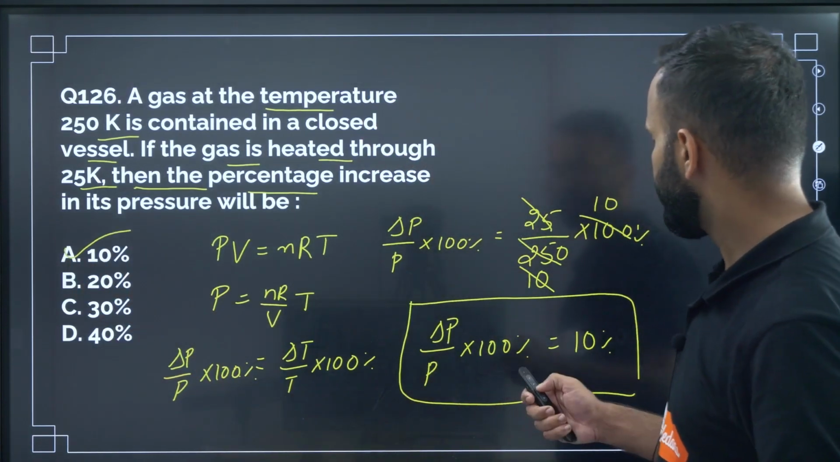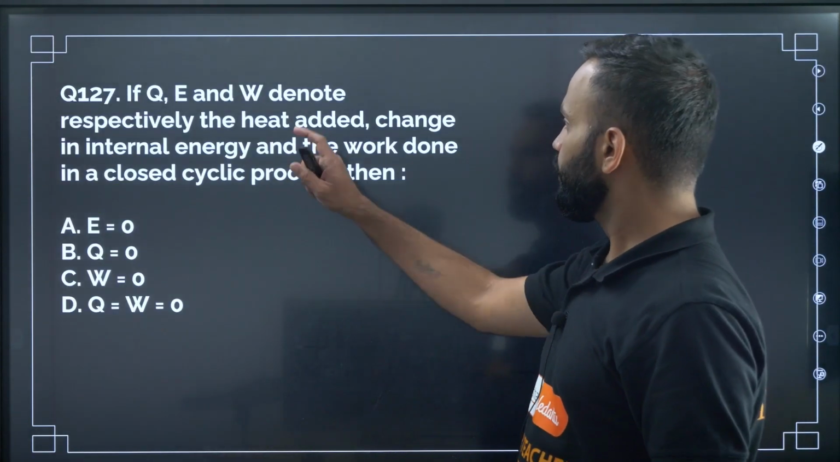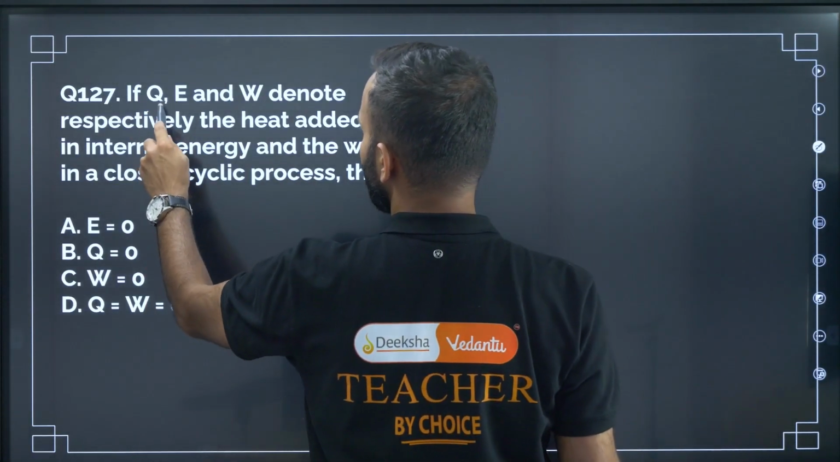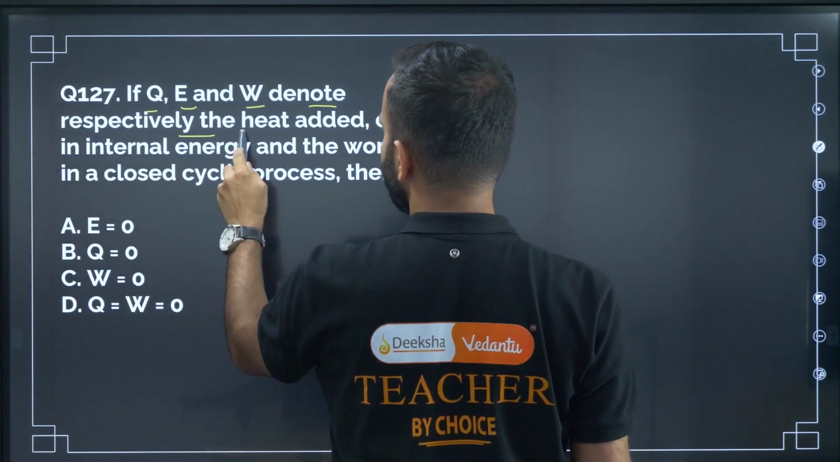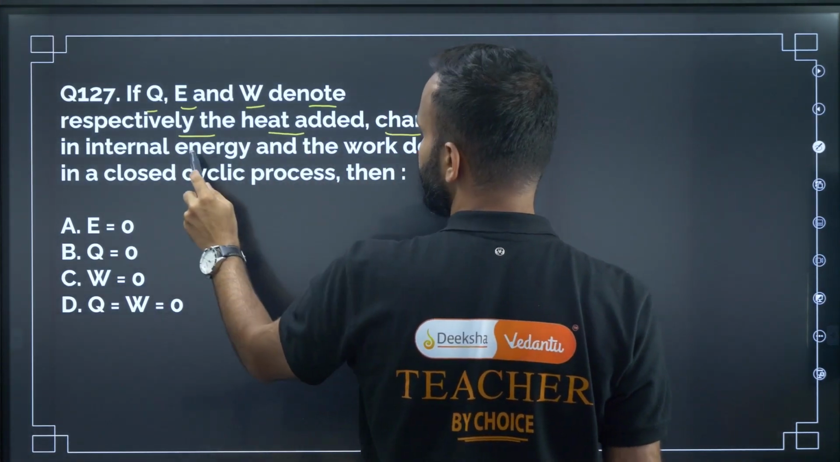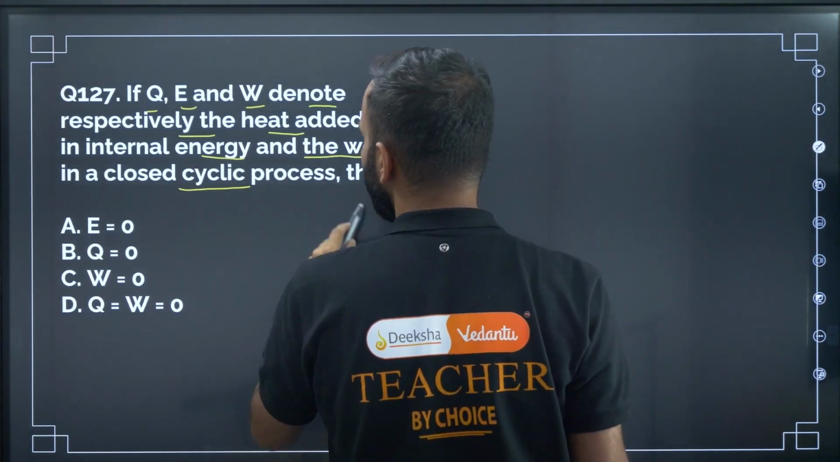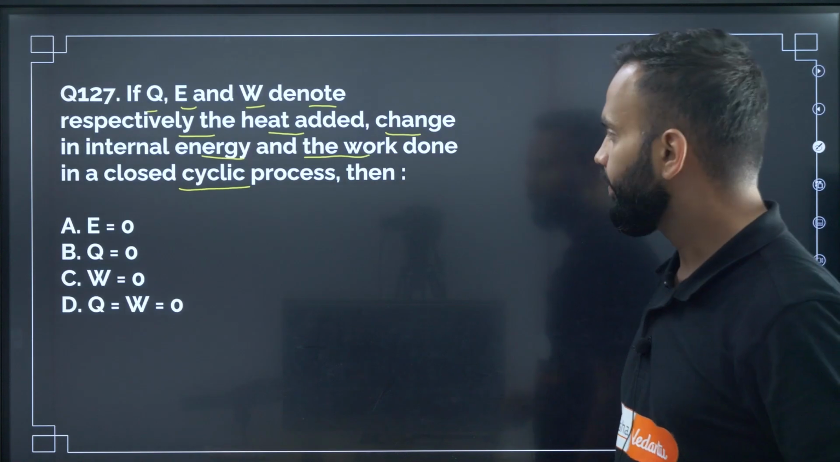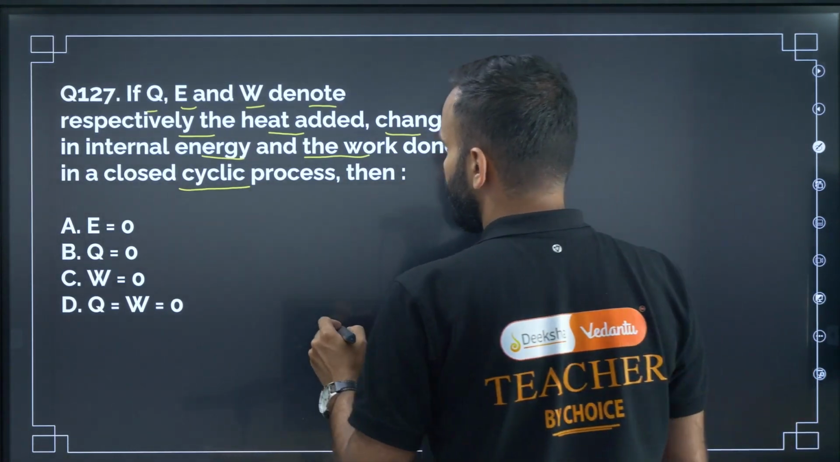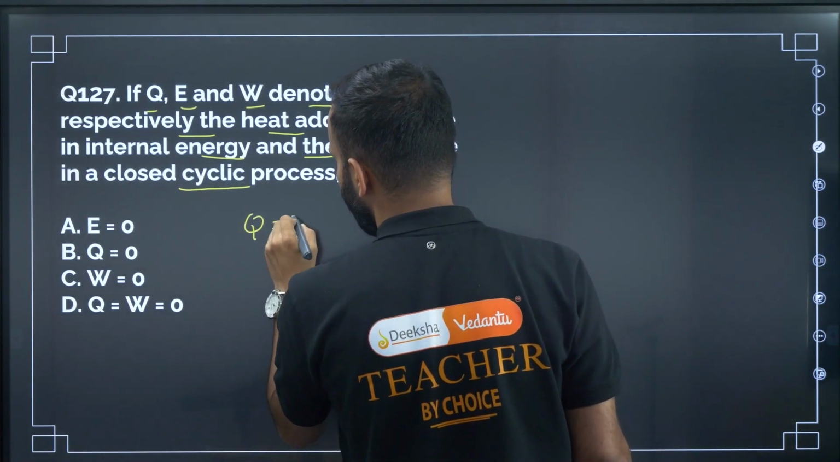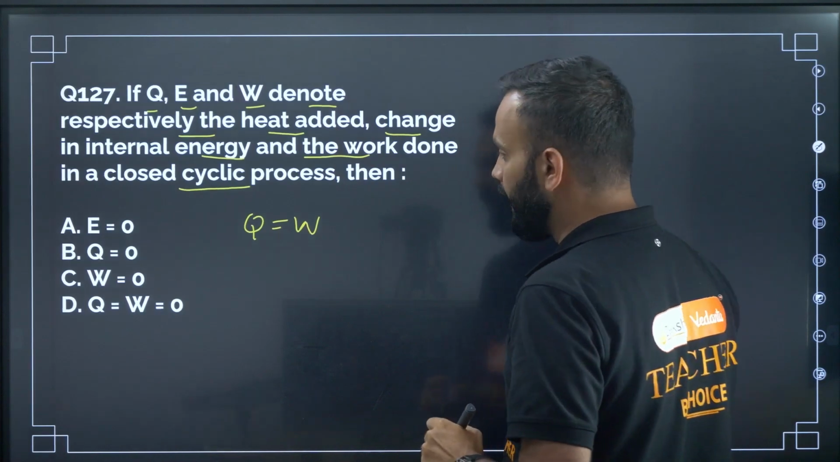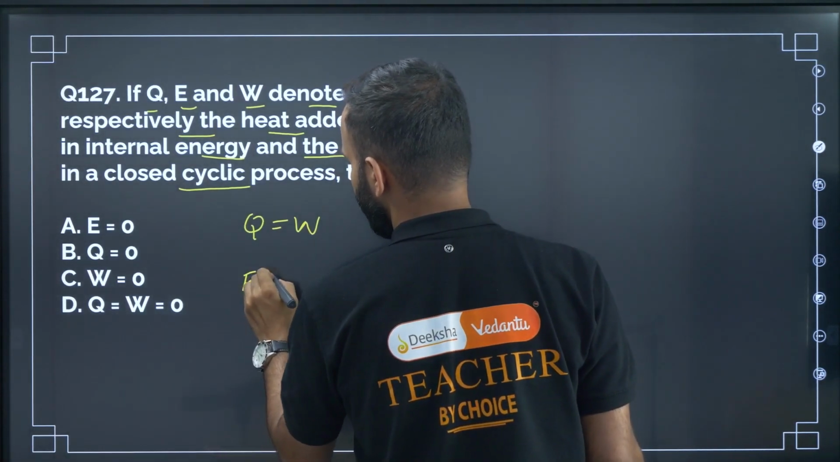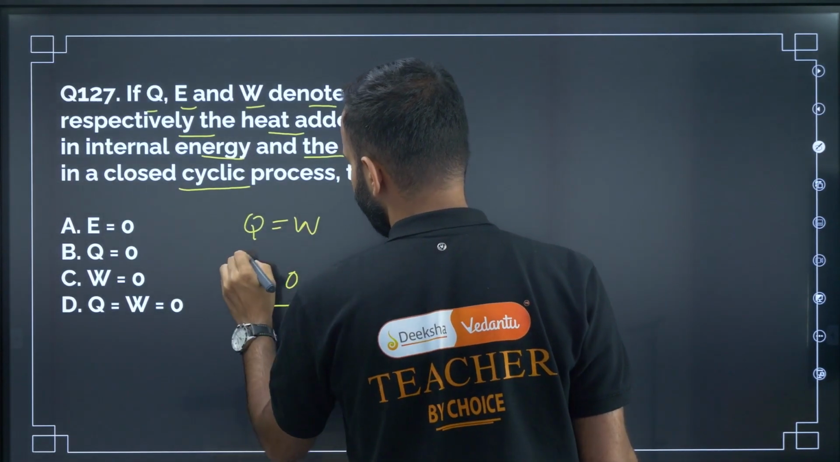Next question, question number 127. If Q, E and W denote respectively the heat added, change in internal energy and the work done in a closed cyclic process, then: in a closed cyclic process, Q equals W, and the change in internal energy E equals 0.